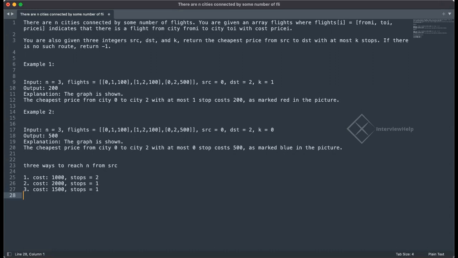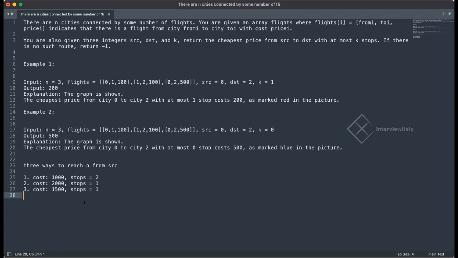So basically, how do we reach n if we allow one stop? How do we reach n if we allow 0 stops? How do we reach n if we allow 2 stops, etc.? But for a given number of stops, let's fix a number, let's say 3. If I allow 3 stops, I should only remember one number. It does not make sense to remember more than one number for a given number of stops.